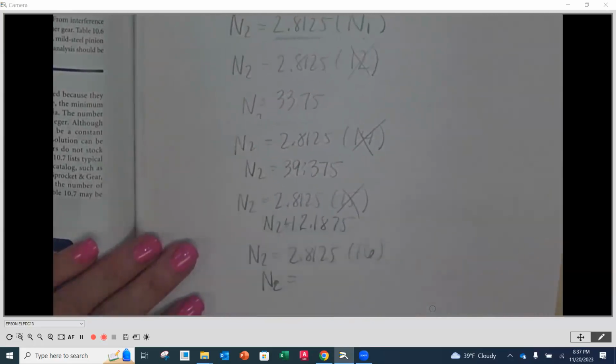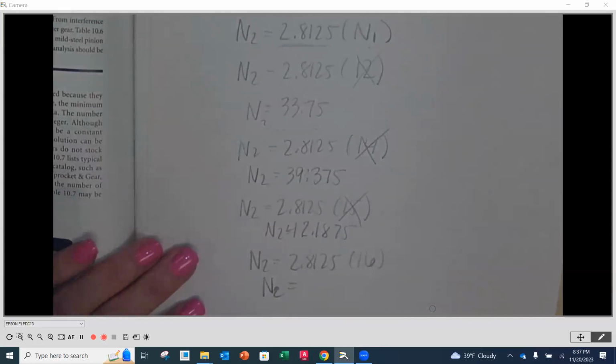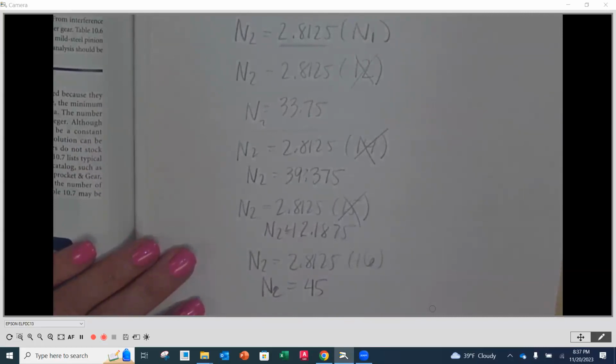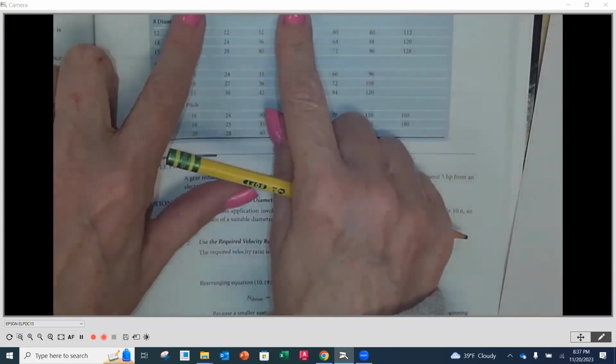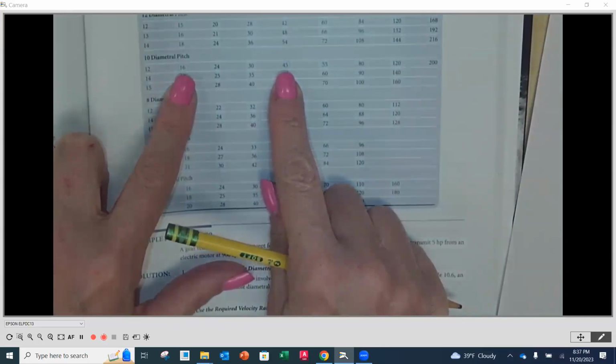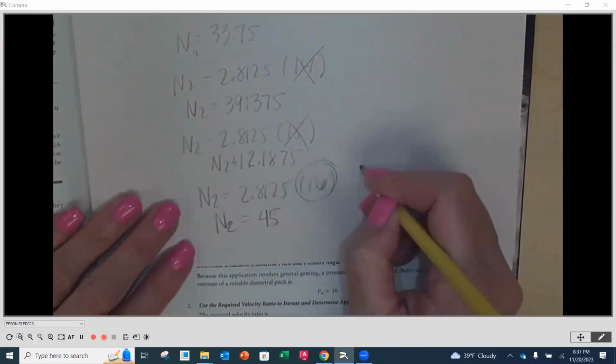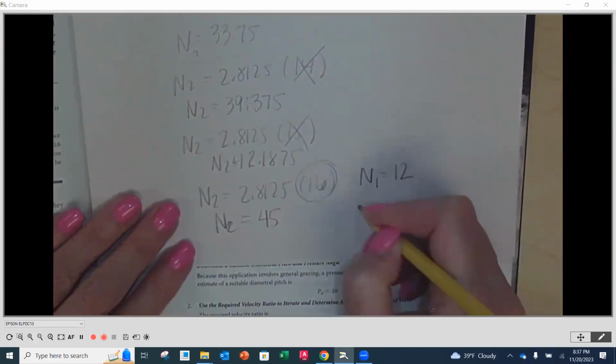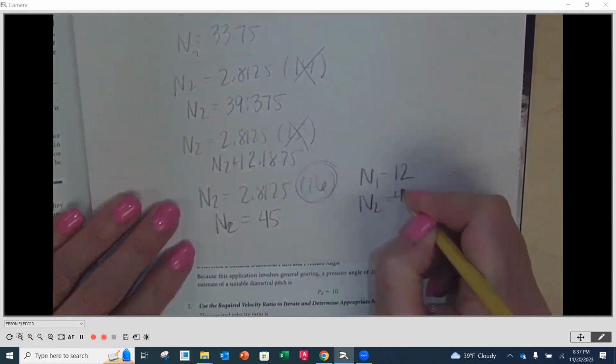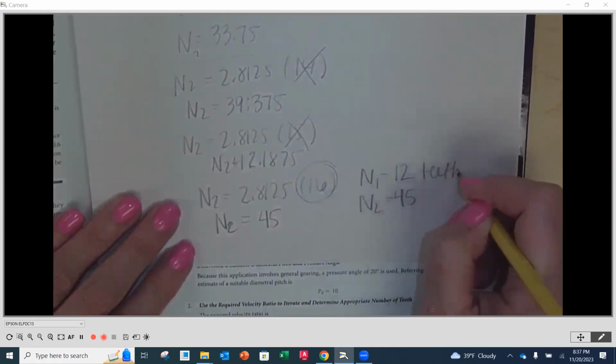One of these has to work, right? 45. I got an even number. Now I have to look. Hopefully, I'm going to cross my fingers. Is 45 one of my options for a diametral pitch of 10? Oh, thank goodness. So that's an option for me. So I could say that the number of teeth on my pinion, N1, is going to be equal to 16, and N2 is going to be equal to 45. And this is teeth and teeth.